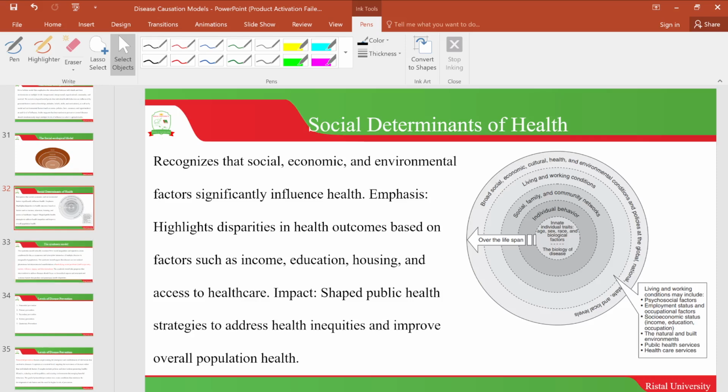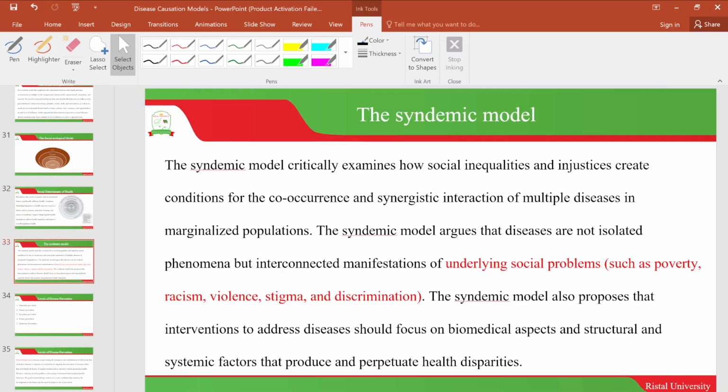That is the social determinants of health model. And then there is another one, which is the syndemic model, which is that you see diseases that happen in the populations do not happen out of the blue. There should be underlying factors that contribute to these diseases.